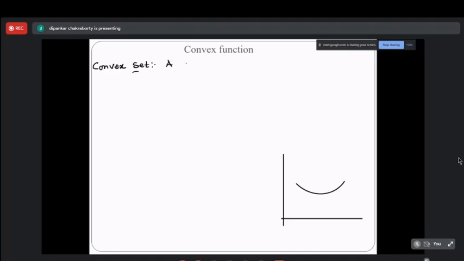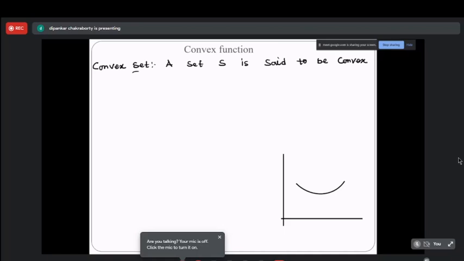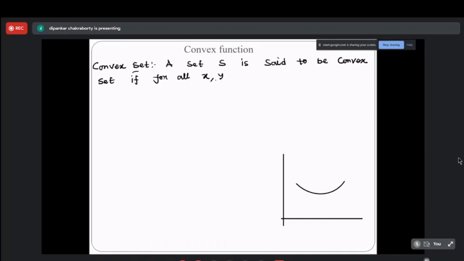Listen carefully. A set S is said to be a convex set if for all x, y in S, that means x and y belong to the set, and for all lambda belonging to [0, 1], that is lambda between 0 and 1, the point lambda x plus (1 minus lambda) y should belong to S always.